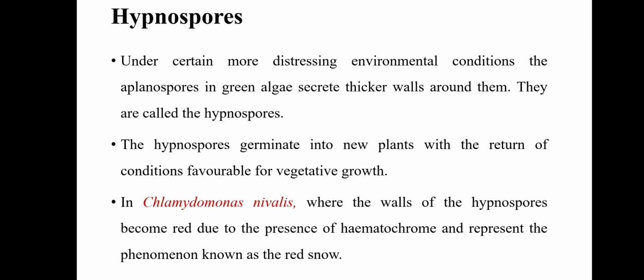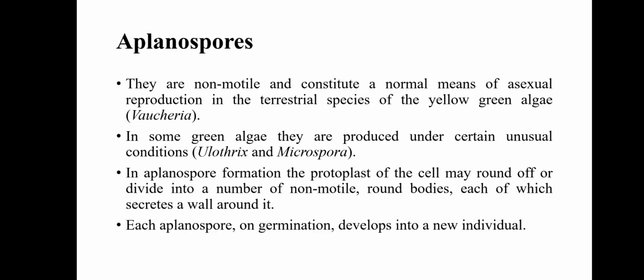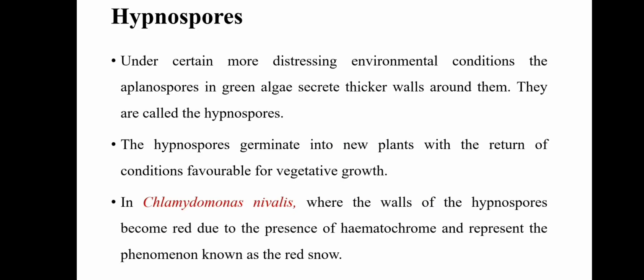Then aplanospores. Aplanospores are non-motile spores. In some green algae, they are produced in some unusual conditions, that means some abnormal condition. Generally, they are formed in terrestrial species like Vaucheria. Then hypnospore. In some unfavorable environmental condition or stress environment, the aplanospore forms a thicker wall around its cell and it is known as a hypnospore.